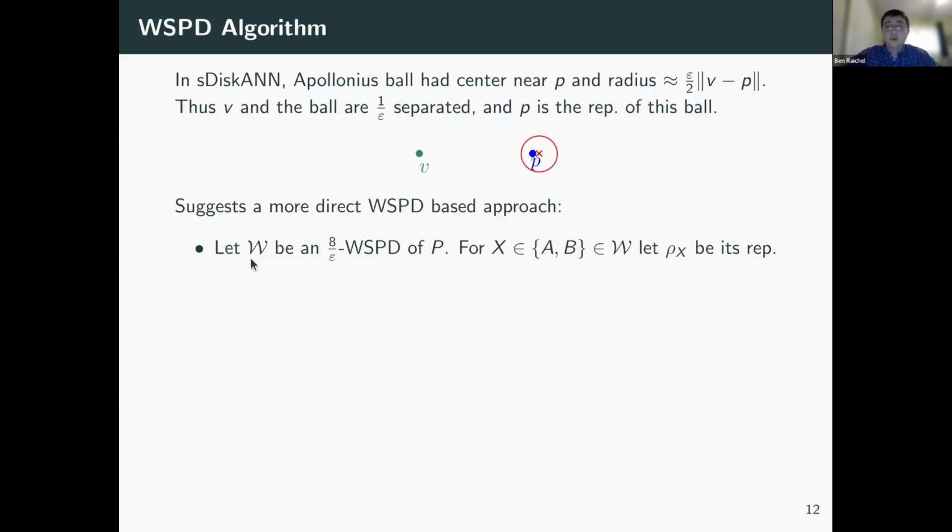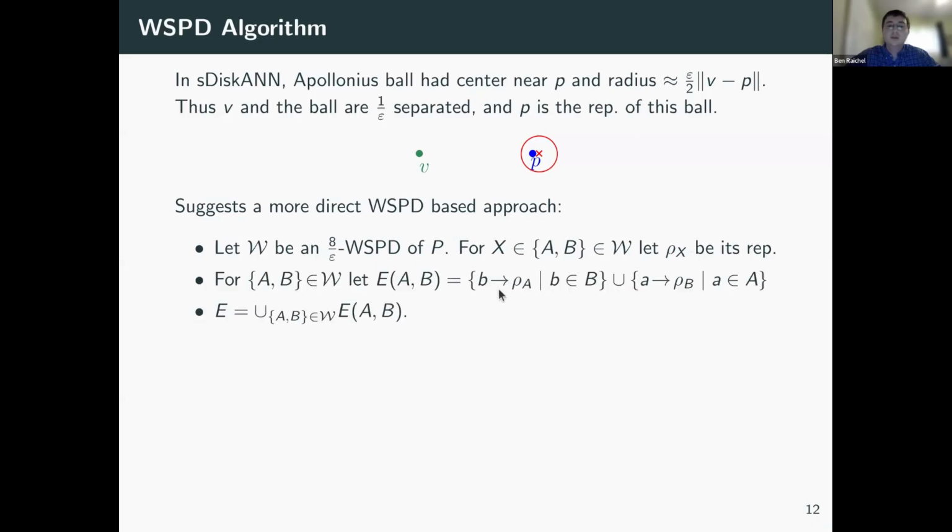And in fact, this is what we can show. We can show that if you construct a WSPD, you can directly build a good graph, right? So I construct the WSPD, which is a standard thing to do. I construct an 8 over epsilon WSPD, and then for every pair from the WSPD and for every set in that pair, I create a representative rho_X. And then what I do is I add these edges. I say for the pair AB, I add edges from everything in B to the representative in A, and I add edges from everything in A to the representative in B. And then I just union these things together.